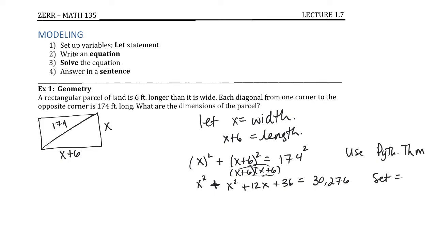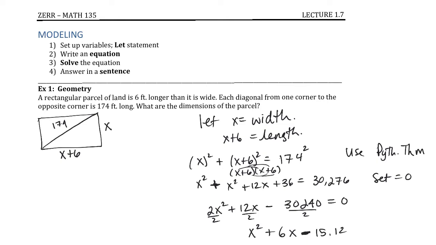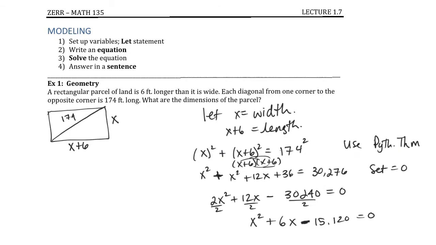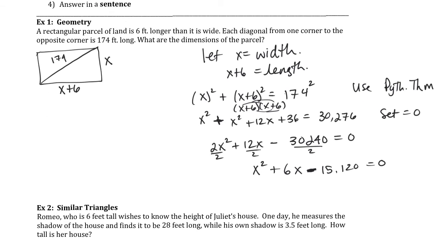Now I'm going to set equal to 0 and solve. So we've got 2x squared plus 12x, subtracting 30,276 from both sides, gives us minus 30,240 is equal to 0. And we could try and factor. I'm going to go ahead and just divide everything by 2. At least that makes my life a tiny bit easier. Let's see. Oops, that's just a minus 15,120. So we could factor if we wanted or just plug this into the quadratic formula.